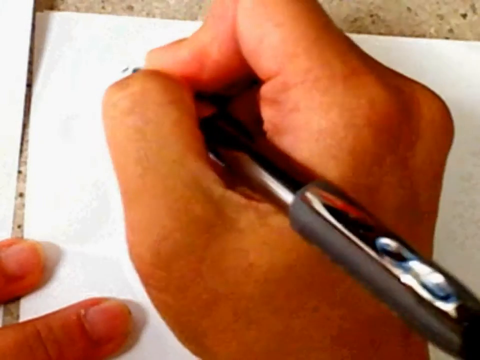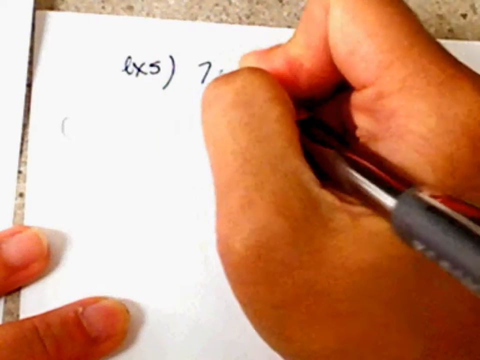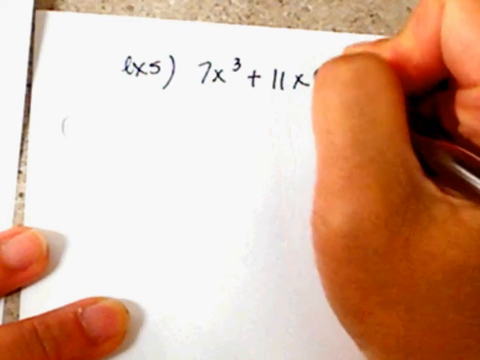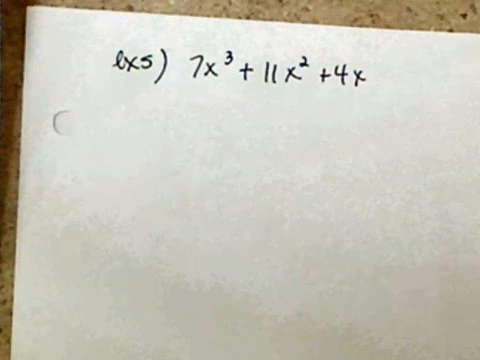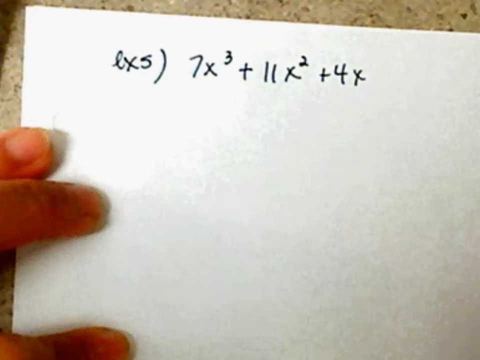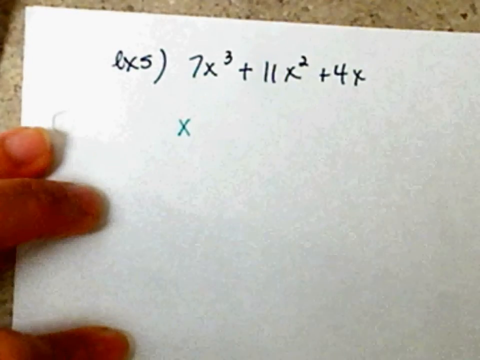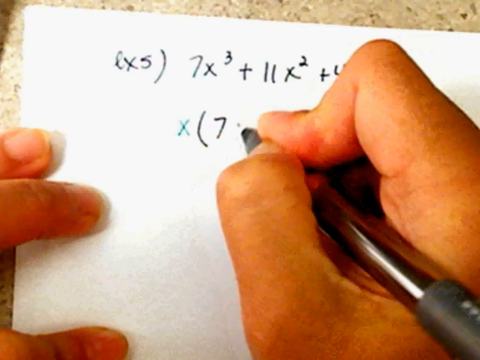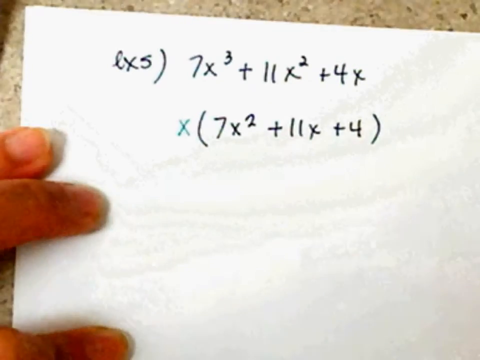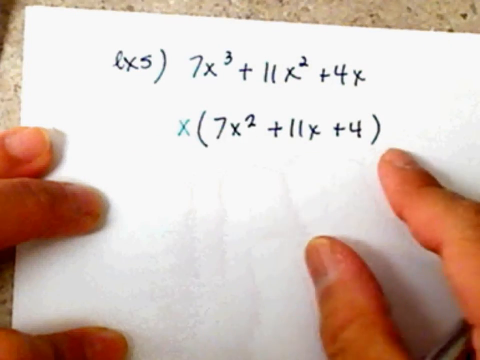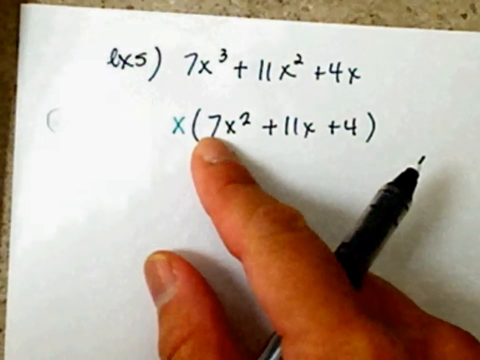Example number 5. All right. In example 5, this is what we have. So you've got 7x cubed plus 11x squared plus 4x. Okay? 3 terms. 1, 2, 3. Greatest common factor. What do they have in common? They have an x in common, so I'm going to factor out an x. When you factor out your x, you have 7x squared plus 11x plus 4. Okay? Now, notice your A is not a 1. You can use grouping or you can use bottoms up. This one I'm going to do grouping.